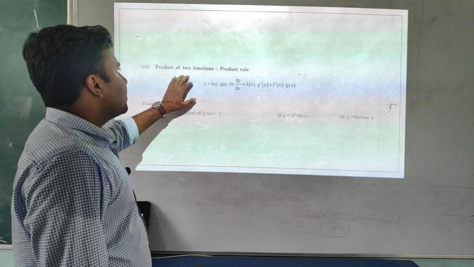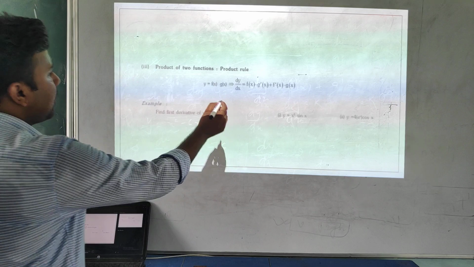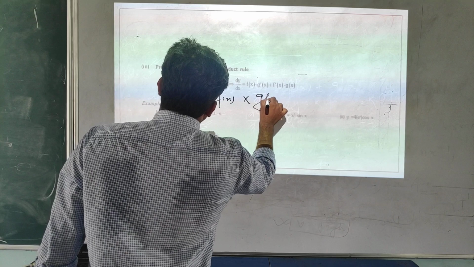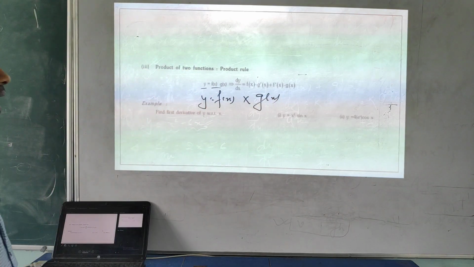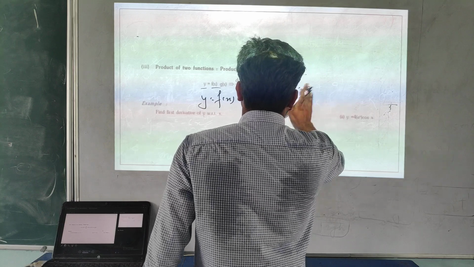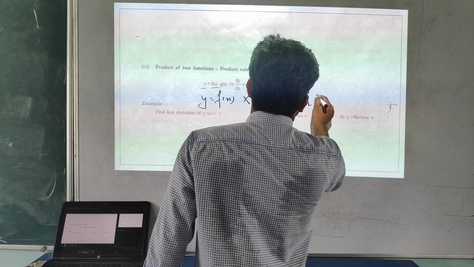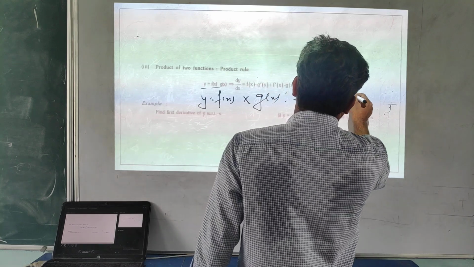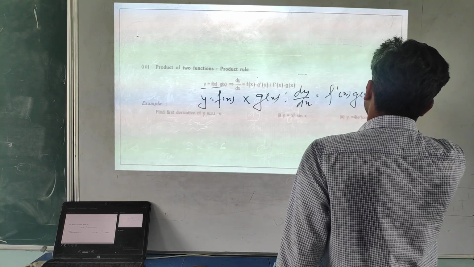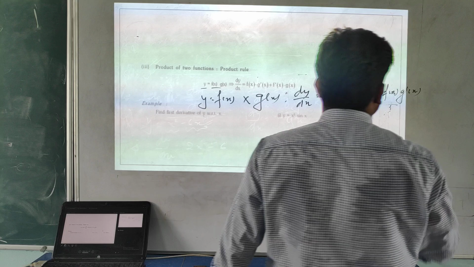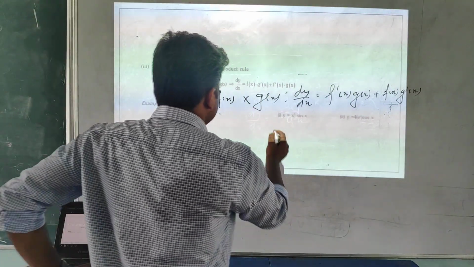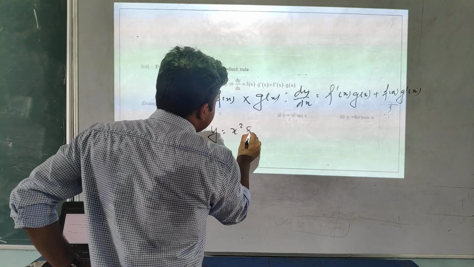Now the product of two functions. If two functions are written like this, y equal to f of x into g of x, then you have to write dy by dx equal to f dash x into g of x plus f of x into g dash x. Suppose you understand. Okay students, now here we have a function y equal to x square sin x.